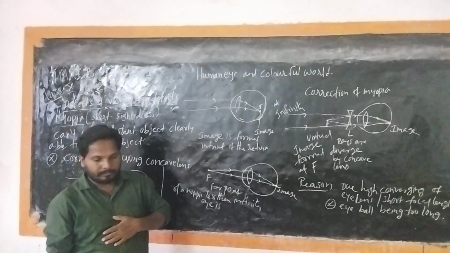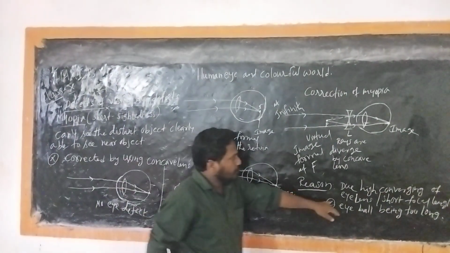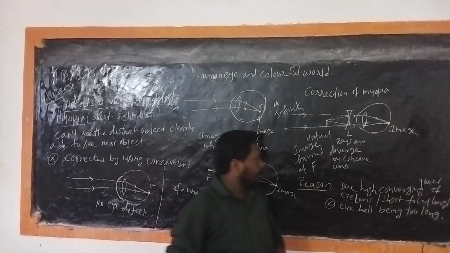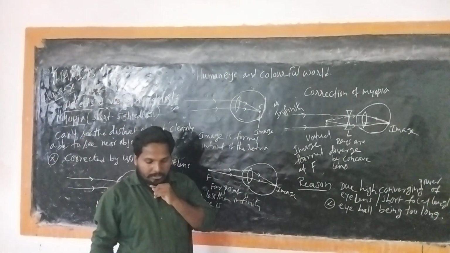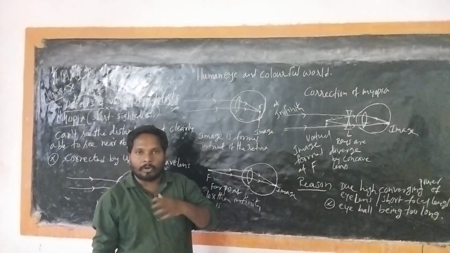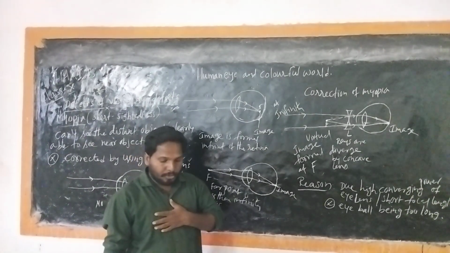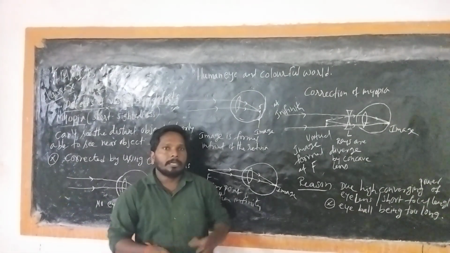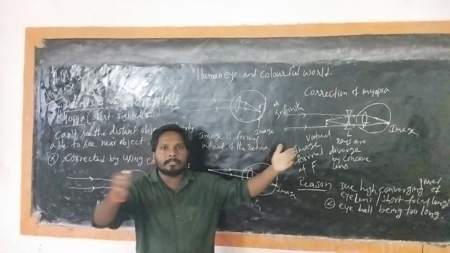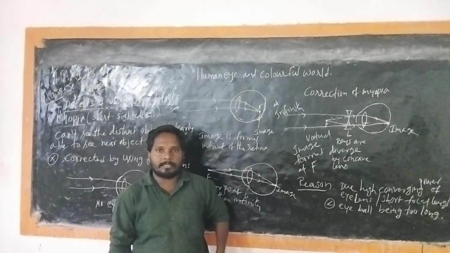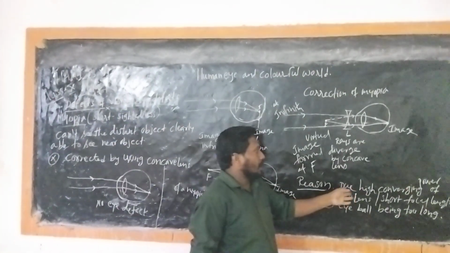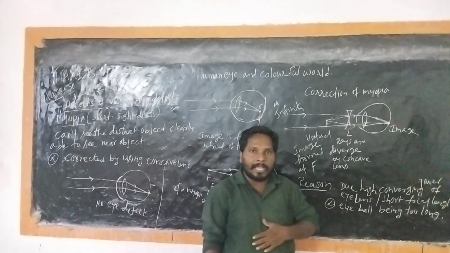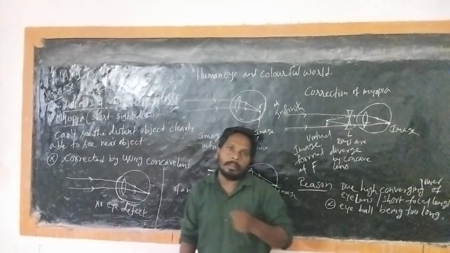The reason for myopia is the high converging power of the eye lens, or a short focal length, or the eyeball being too long. That means the distance between the lens and the retina is large. So it is due to either the high converging power of the eye lens, its short focal length, or the eyeball being too long.